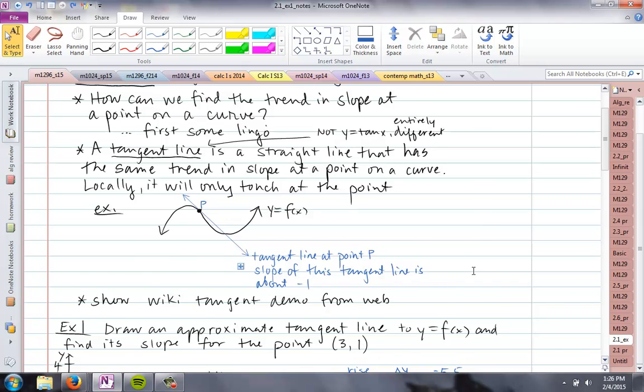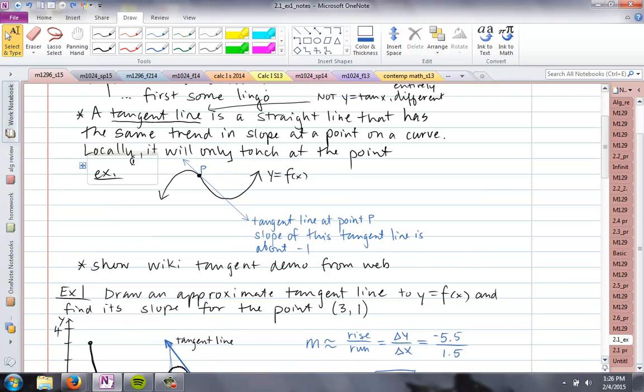So looking at this, pretending I had a scale on here of x and y axis that had equal distance between the tick marks, this looks like it has a slope of maybe about -1. So that would be the trend in the slope at the point P.